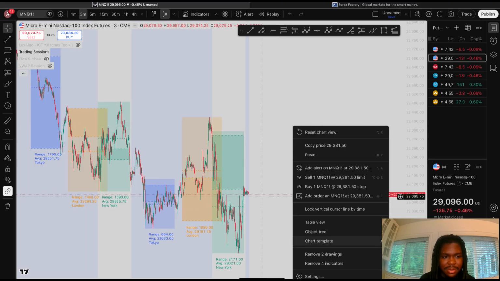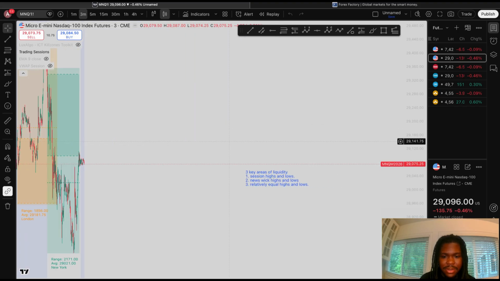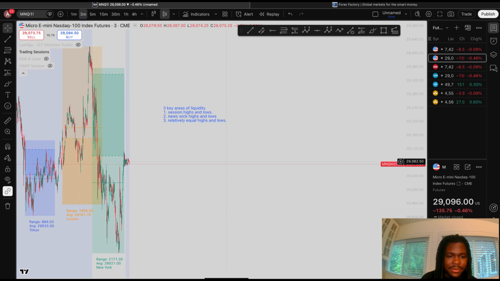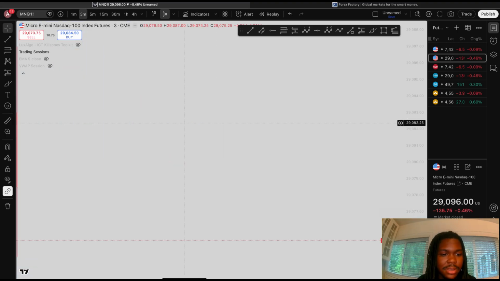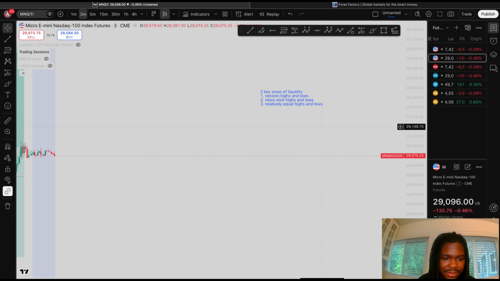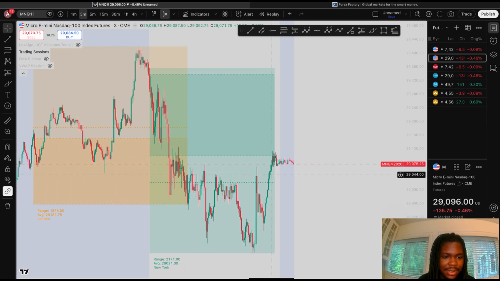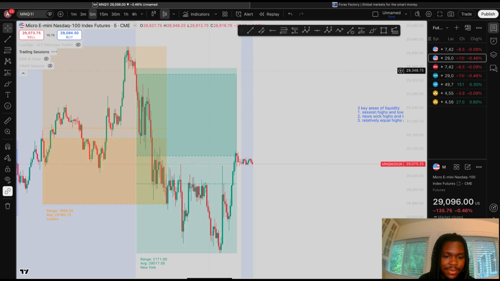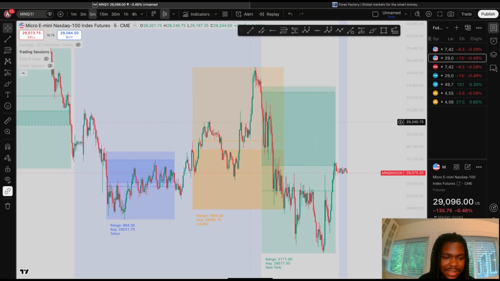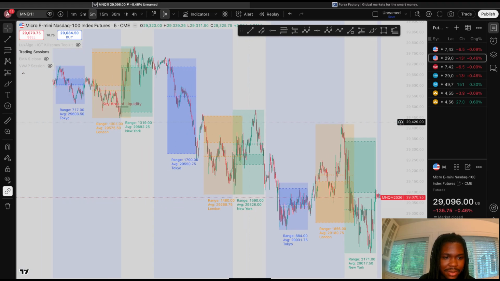Did I lose it? Oh, here we go. Let's move these over. So boom, we went over the session highs and lows. We went over the news wick highs and lows, and now we need to go over the relatively equal highs and lows. They are pretty self-explanatory. It's when the lows are relatively on the same level as one another.